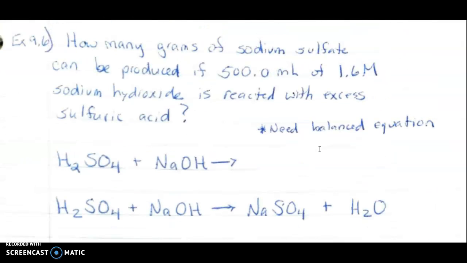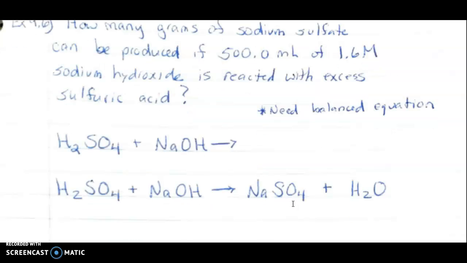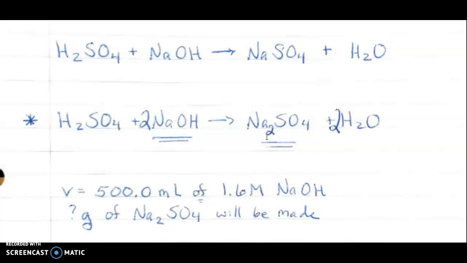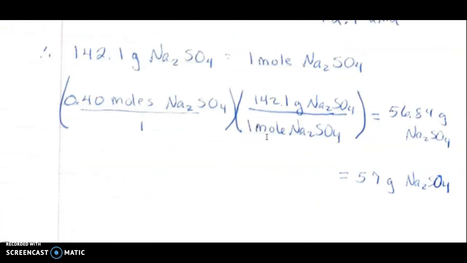So if we look back at our original question, how many grams of sodium sulfate can be produced if you use 500 milliliters of 1.6 molar sodium hydroxide with excess sulfuric acid? You will generate 57 grams of sodium sulfate. Okay. And that's shown right there. And that is it. Thank you.